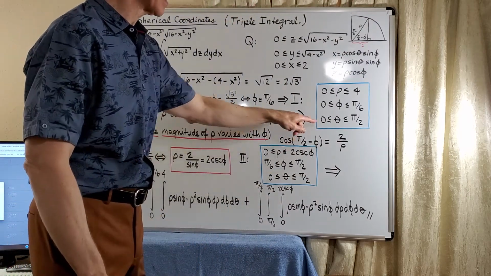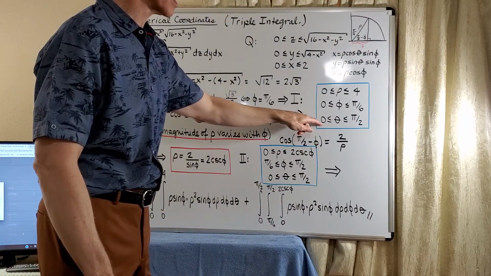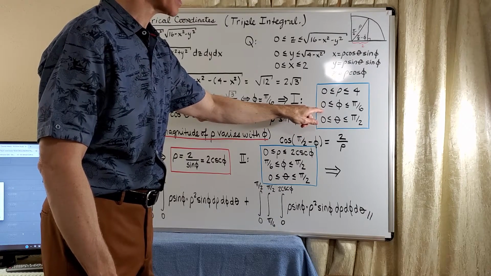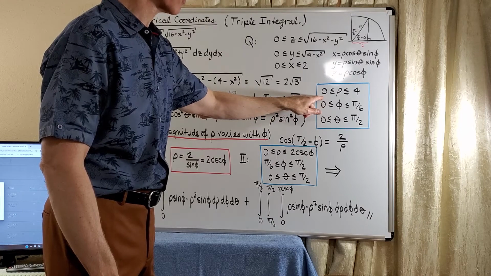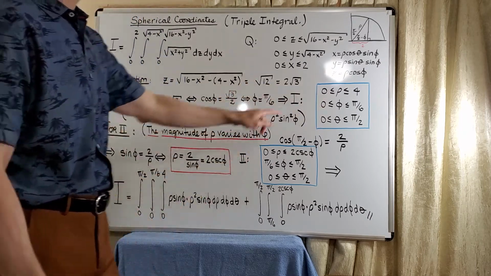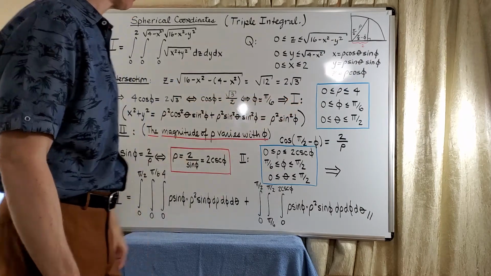And so, again, theta is the easy part. That's always going to run from 0 to pi over 2. Phi now will run, again, from 0 to pi over 6. And then, of course, rho runs from 0 to 4. So that's the simpler region. We're just going to call that Roman numeral 1.